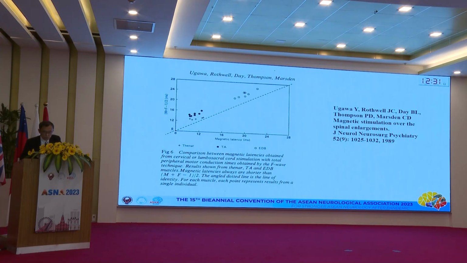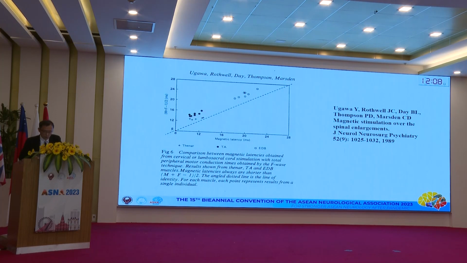Spinal motor nerve stimulation is the same as peripheral nerve stimulation, the most proximal part of the peripheral nerve, and this work was done about 30 years ago. In the same subject, we compared the spinal motor neuron to muscle latency with the spinal latency, like here.